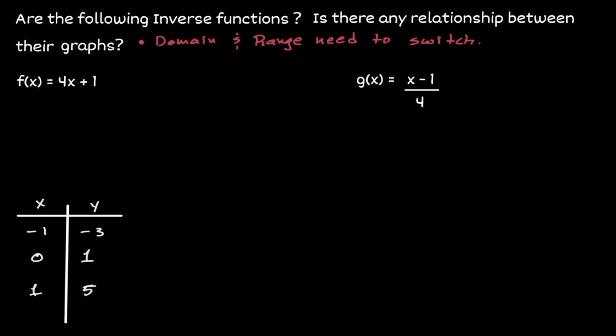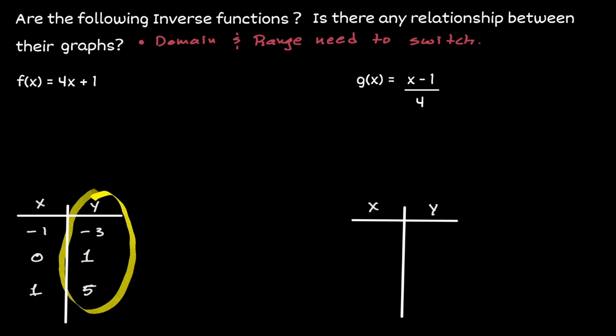Now to see if g of x is an inverse function, we're going to take the values that we got from the range of the original and plug them into the function g of x. And we want to see if, when we plug in the variable y, we obtain the original x back. So let's start with the value of -3, and let's plug it into g of x.